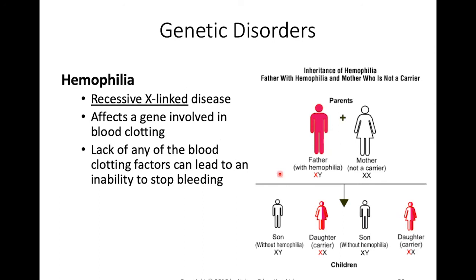So here's an example where we're looking at inheritance of hemophilia. In order for the offspring to have hemophilia, the mother needs to at least be a carrier. Because remember, if the mother's not a carrier, well, the males are only going to get the Y chromosome from the father, right? And then they won't get anything from the mother. And so in that case, if the mother's not a carrier and the father has hemophilia even, the children will not have hemophilia. The sons will be without hemophilia, but the daughters will be carriers.